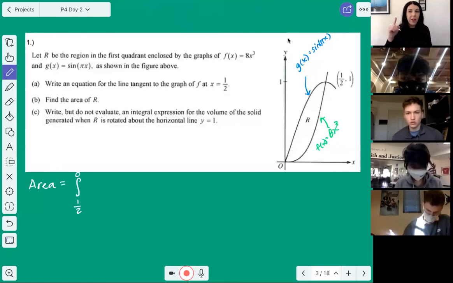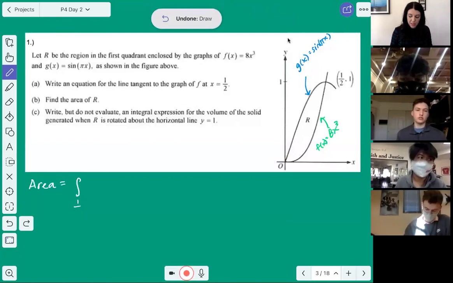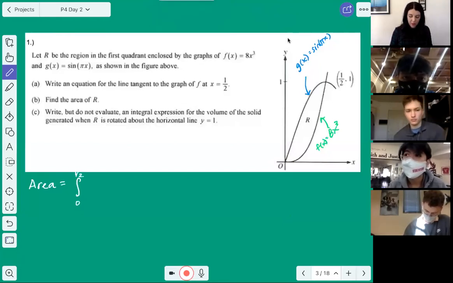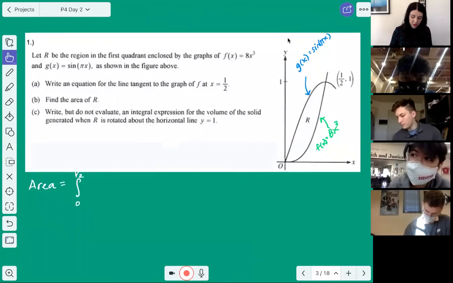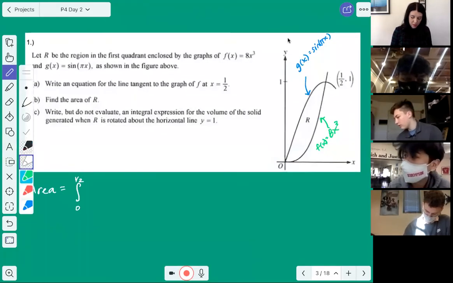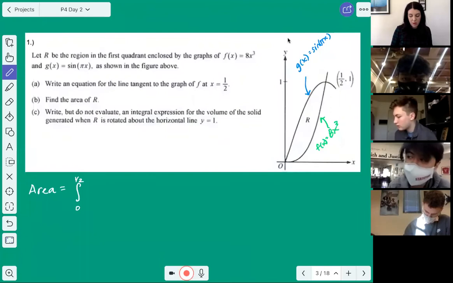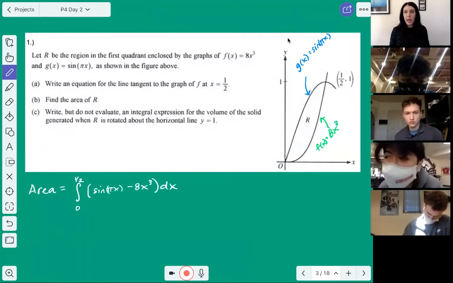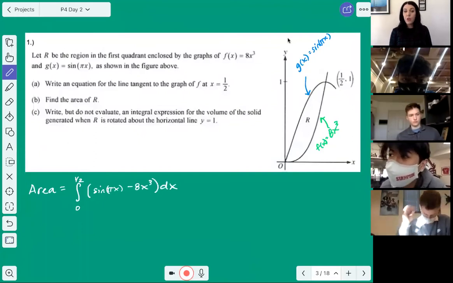I think you mean it the other way. I think you mean from 0 to 1/2. So we always start with the smaller one. Yeah. Okay. Perfect. All right. From here, then in parentheses, sine pi x minus 8x cubed dx. Excellent. Excellent job. Okay. If you do not have this, you can give yourself a 0.